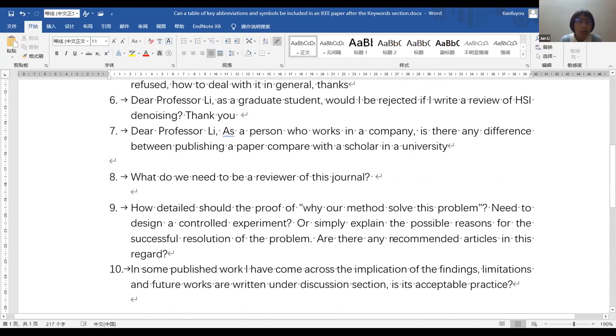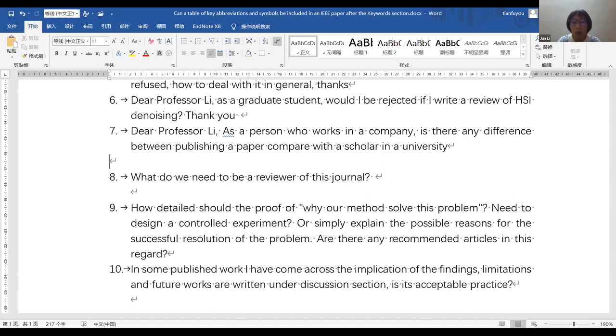The ninth: how detailed should the proof of why our method solves this problem be? Do we need to design a controlled experiment, or simply explain the possible reason for the successful resolution of the problem? There are recommended articles in this regard. This is a very good question. And how detailed should the proof be? In the end, when you submit the paper, if the reviewers understand it, if the reviewers think that what you present is enough to solve the problem, that's enough. This is the typical way.